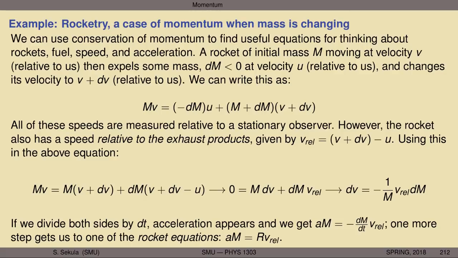That would be measured, for instance, with respect to the rocket. So somebody standing in the rocket could look and see, oh, all the exhaust that's shooting out the back is going out at 100 meters per second. That's V_rel. This little exercise, plugging in for the fuel burn rate, R, gets us to what's known as the rocket equation. The acceleration of the rocket times its original mass, including its fuel, is equal to the rate it burns fuel times the speed of the fuel once it's ejected relative to the rocket.